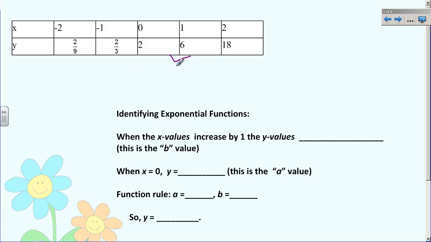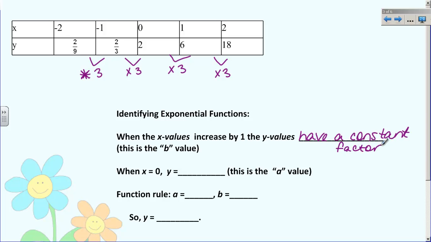So from 2 to 6, I had to do times 3. And from 6 to 18, I had to do times 3. And if you look at it here, 2/3 times 3 is going to give me 2. And if I look at this also, 2/9 times 3, that should be a times, not a plus, becomes 6/9, which reduces to 2/3. And so my constant factor is going to be times 3 instead of plus 3. So I'm not adding 3 every time, I'm multiplying by 3. So the y values have a constant factor. It's being multiplied instead of added or subtracted.